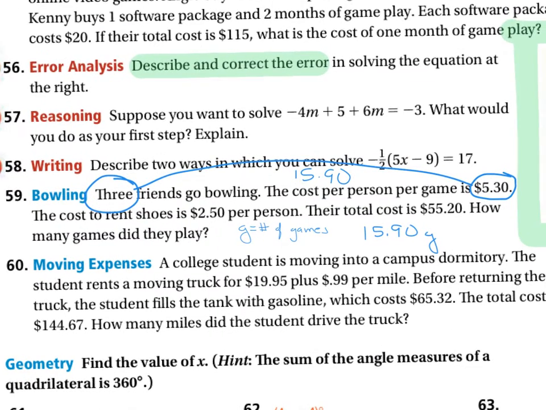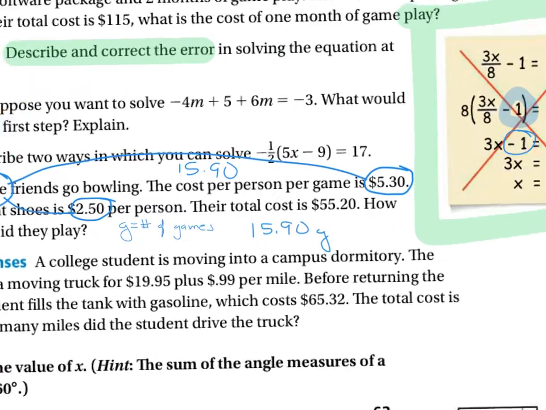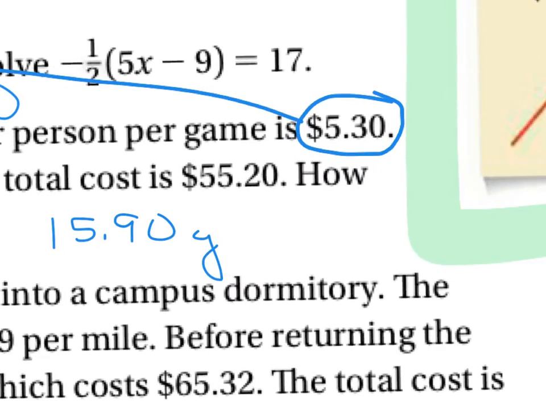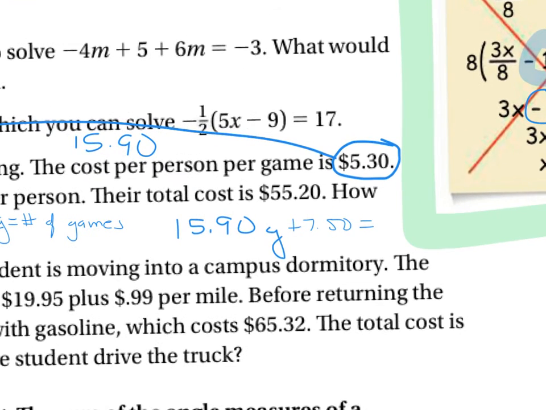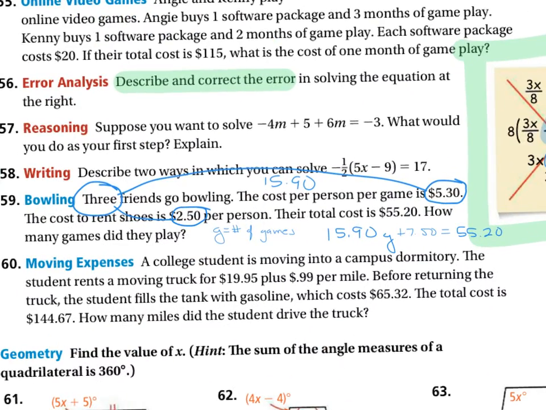Okay. Now, in this case, $2.50 for the shoe rental, that happens one time. So you've still got 3 friends at $2.50. So I'm going to take $2.50 times 3, and I'm going to end up with $7.50 for the shoe rental. Now, we know that their total is $55.20. All right. So I have defined my variable, I've written an equation, and now I'm going to solve it.